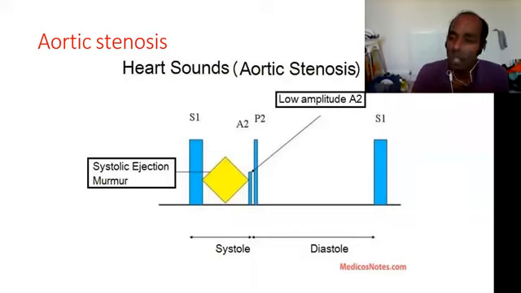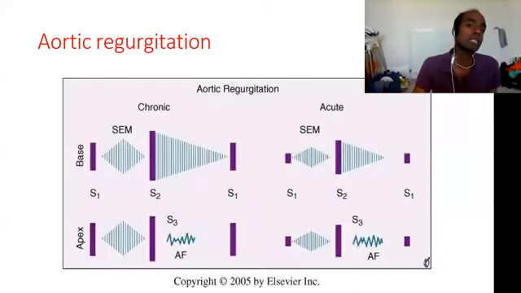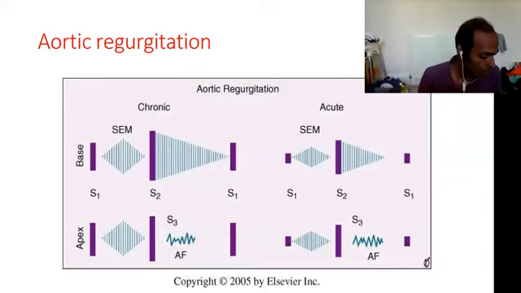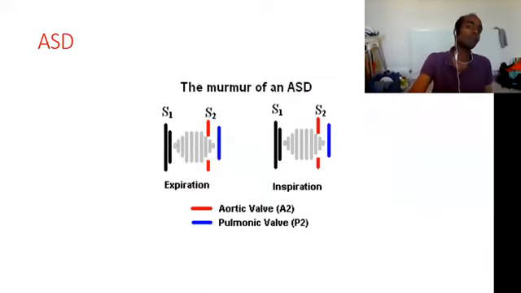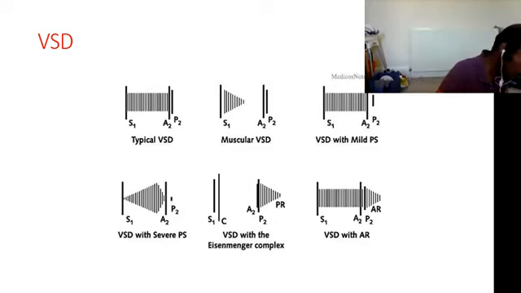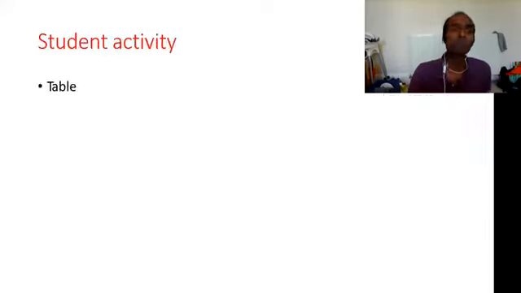So it's an ejection systolic murmur in the aortic area, radiating to the carotids. And aortic regurgitation, leaking of the aortic valve during diastole, is an early diastolic murmur in the aortic area and the Erb's area. PS is a pansystolic murmur in the left lower sternal edge. Alright. Okay, so that is it.